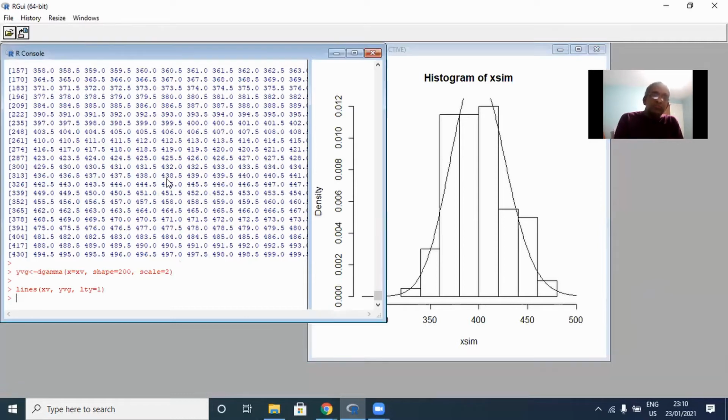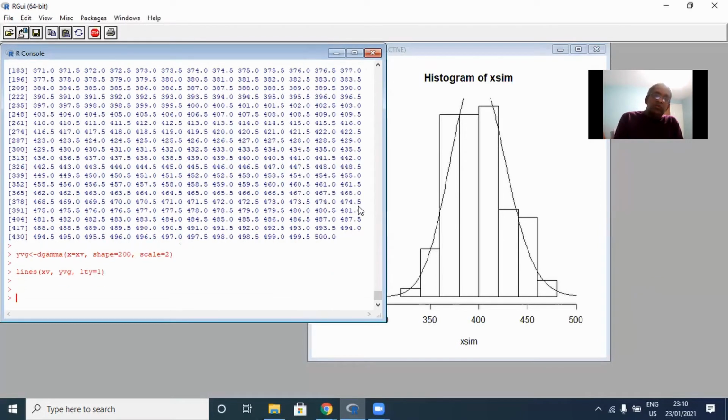Now suppose we want to fit another distribution to the simulated data. Let's take that to be the normal. So I'm going to compute the density values of the normal at xv, where the mu parameter is taken to be the mean value of xm, and standard deviation is taken to be the standard deviation of xm.